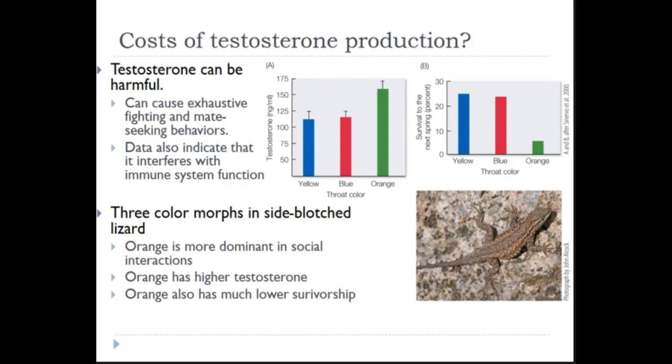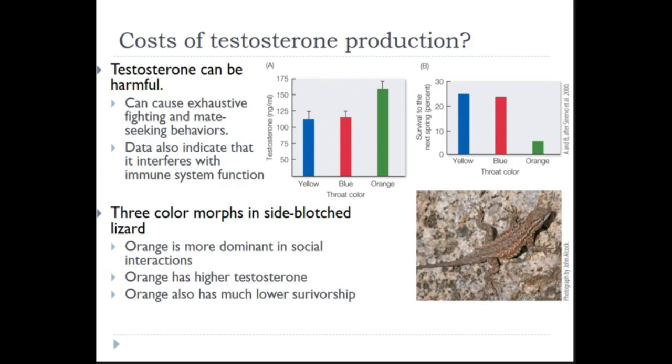However, when you track survival into the next year, so you just measure how likely it is that yellow individuals or blue individuals or orange individuals will make it to the next year, and you control for their actual age also, here's what you find. Yellow individuals tend to survive, about 25% of them survive to the next year. That's decent for these animals. Blue individuals are the same, but orange individuals, God, they just don't make it, right? Very few of them are actually surviving through to the next year.